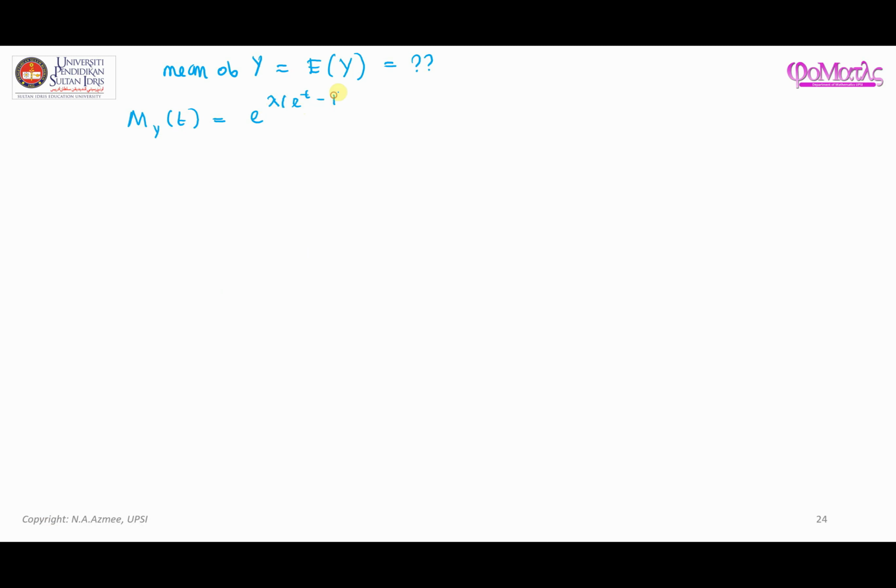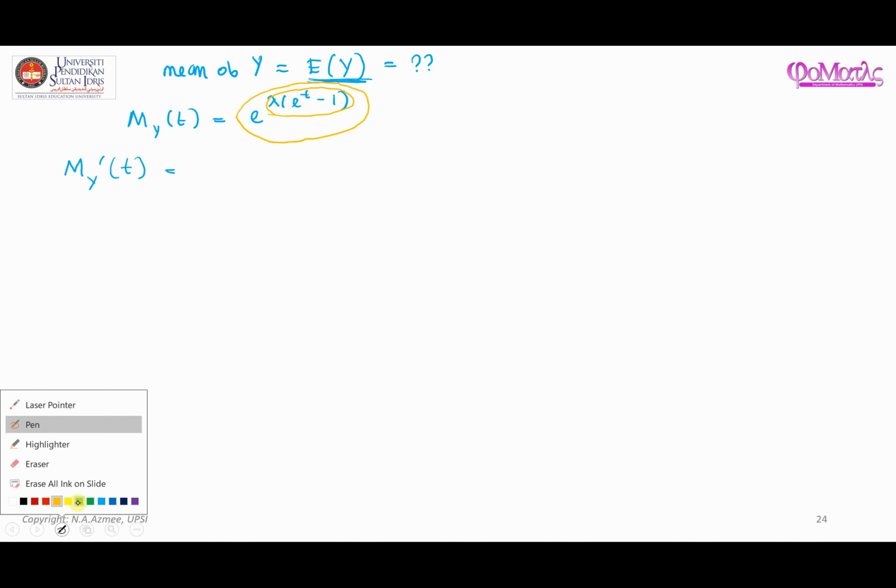Okay, that is the MGF. What I need to do is, since I would like to find the expected value of Y, I need to differentiate it once. Therefore, if I differentiate this one time, we are going to apply the chain rule. The chain rule says first you have to differentiate the outside, and then you differentiate the inside of it.